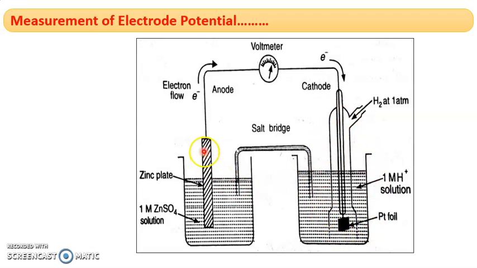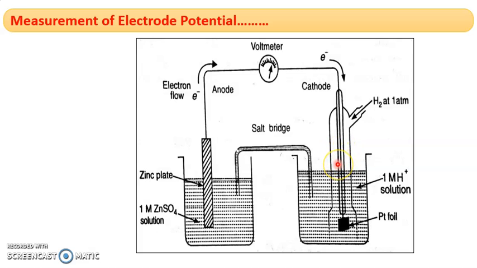Now the zinc electrode is connected to the standard hydrogen electrode, and we have a voltmeter also here. This voltmeter gives us the potential difference between these two electrodes. And when we connect the zinc electrode with the standard hydrogen electrode, the zinc electrode acts as the anode, and the standard hydrogen electrode acts as the cathode.